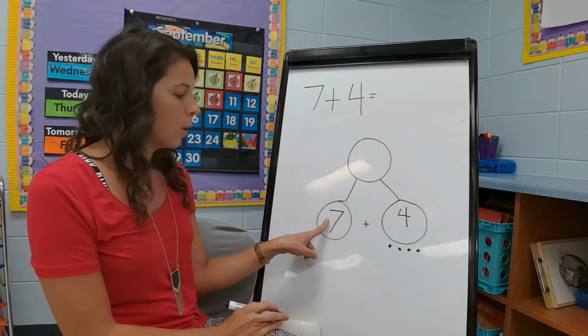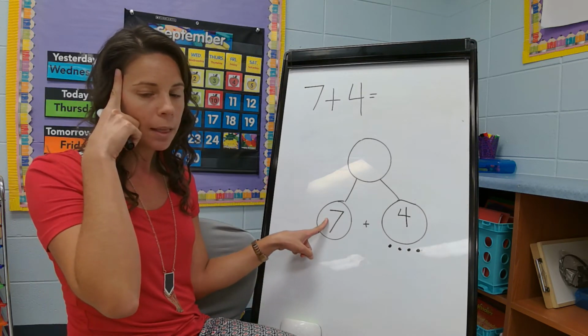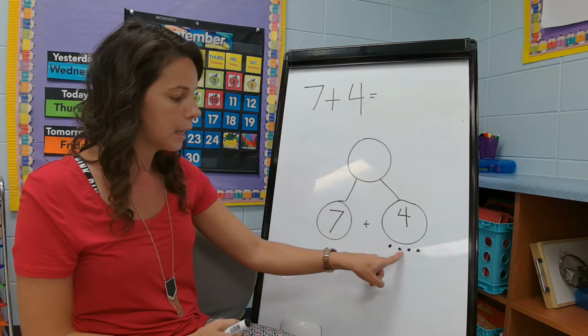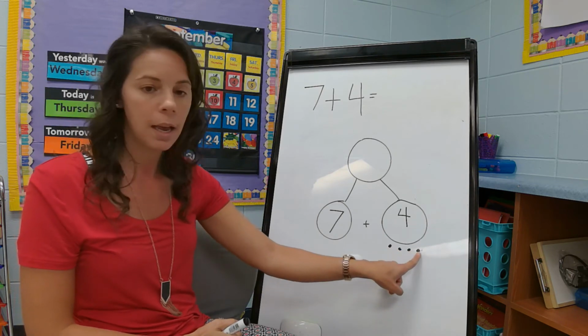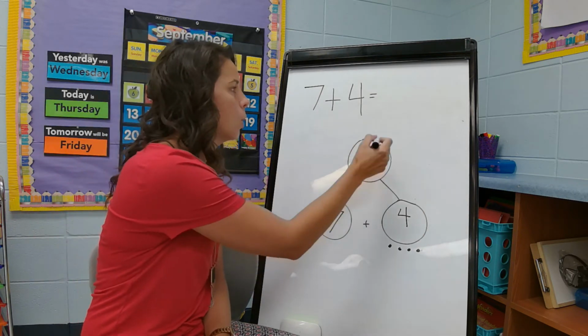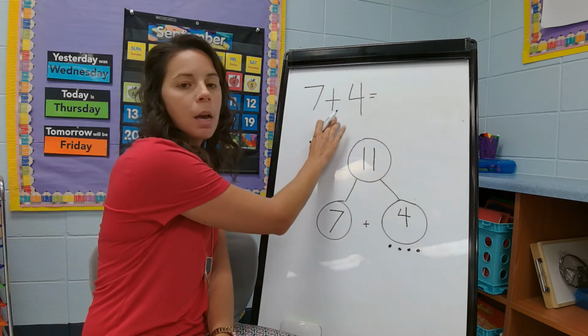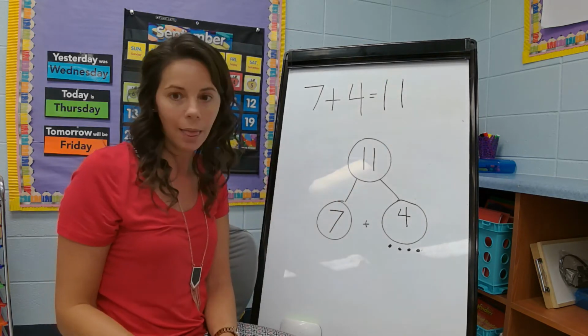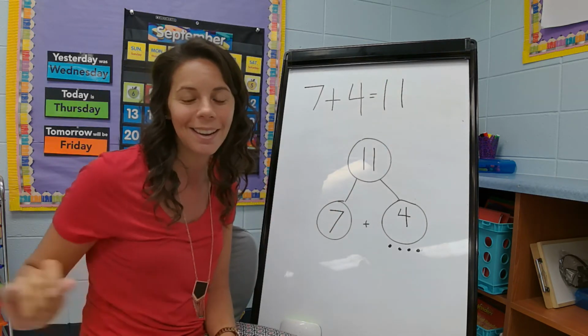All right, let's count. Put 7 in our head, our big number, and let's count on. 7, 8, 9, 10, 11. 11 is our whole number. We added 7 plus 4 more, which equals 11.